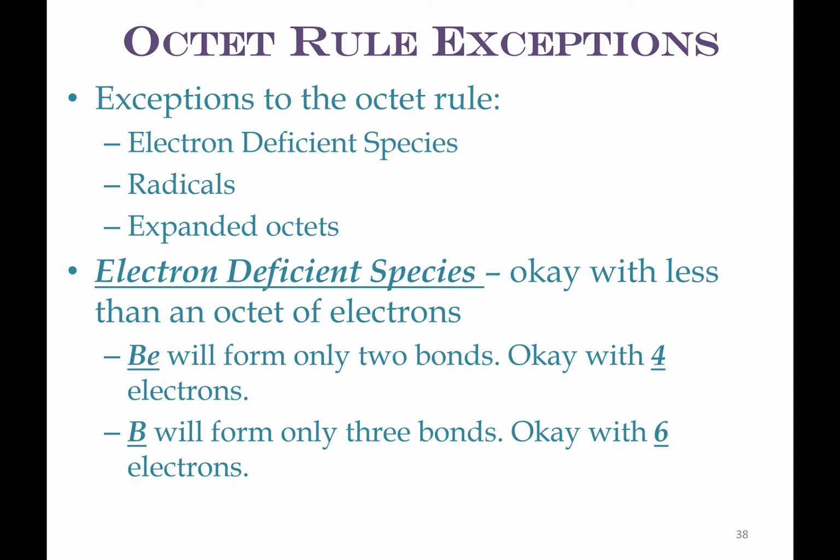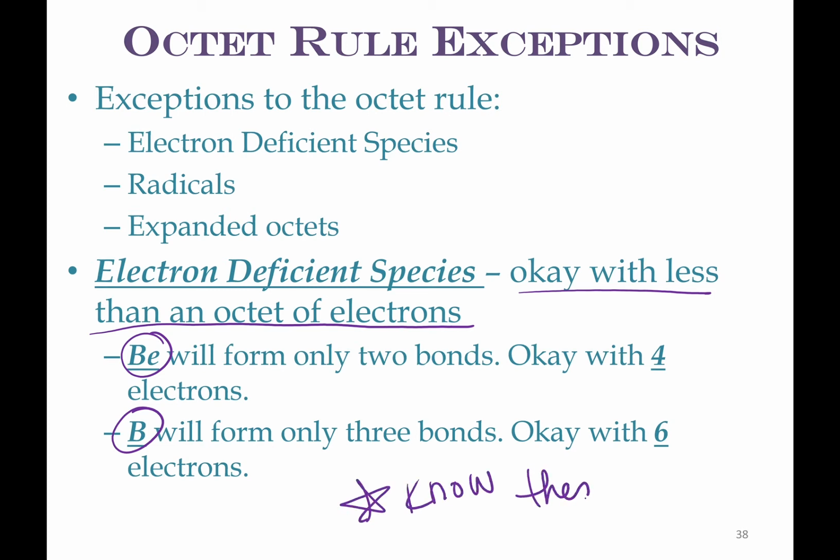Exceptions to the octet rule include electron deficient species, radicals, and expanded octets. So there are quite a few exceptions, but they fall under different categories, and some have more than others. Electron deficient species are those that are okay with having less than 8 electrons, less than an octet. Beryllium and boron are those two exceptions that you need to know. Beryllium is okay with only having 4 electrons, and boron is okay with only having 6. I don't know what to say other than you need to know that.